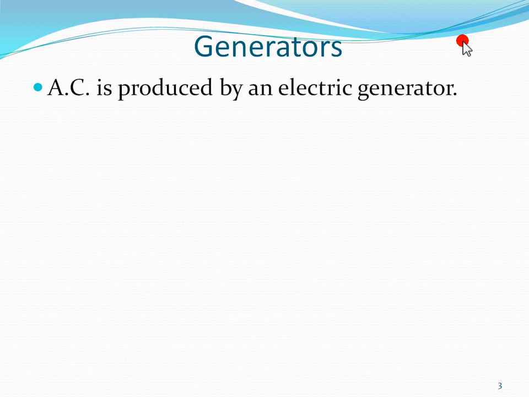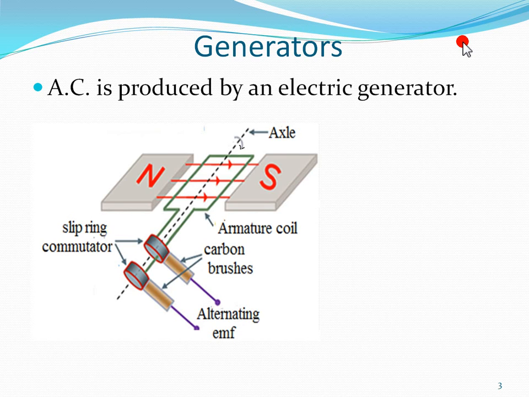AC is produced by an electric generator. Electric generator is one of the important applications of the electromagnetic induction process. AC stands for alternating current. It's a kind of current whose magnitude and direction vary. Alternating current is a current that varies in magnitude and direction.